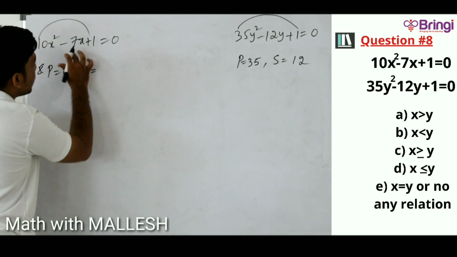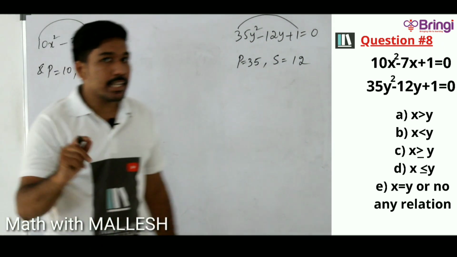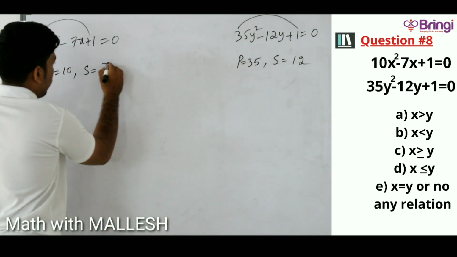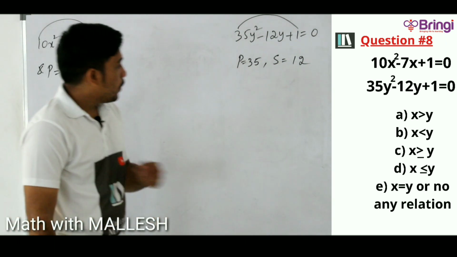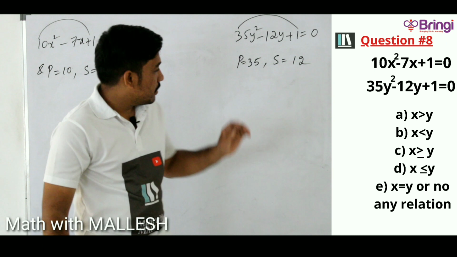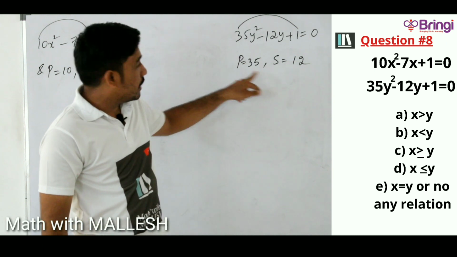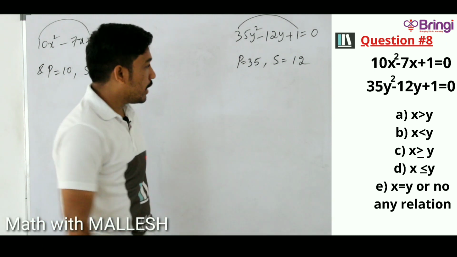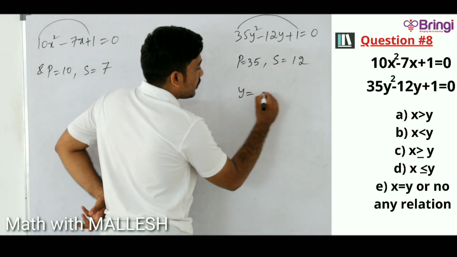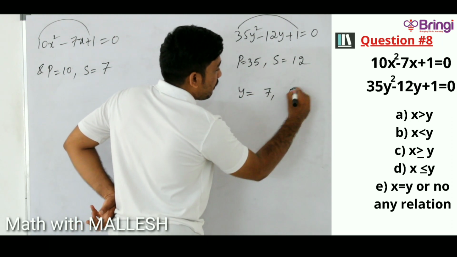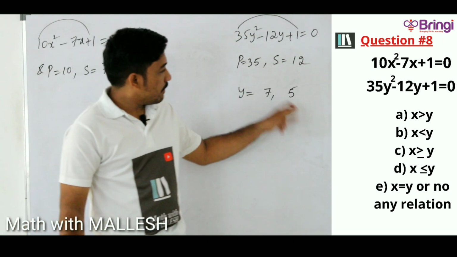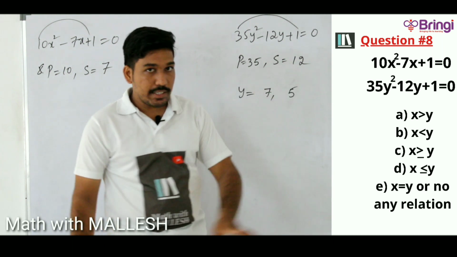And here the sum is equal to negative 7, so take positive 7. Of course, taken. Now tell me two numbers whose product is equal to 35 and sum is equal to 12. So y is equal to 7, 5. Once check: 7 5s are 35, and 7 plus 5 is 12.